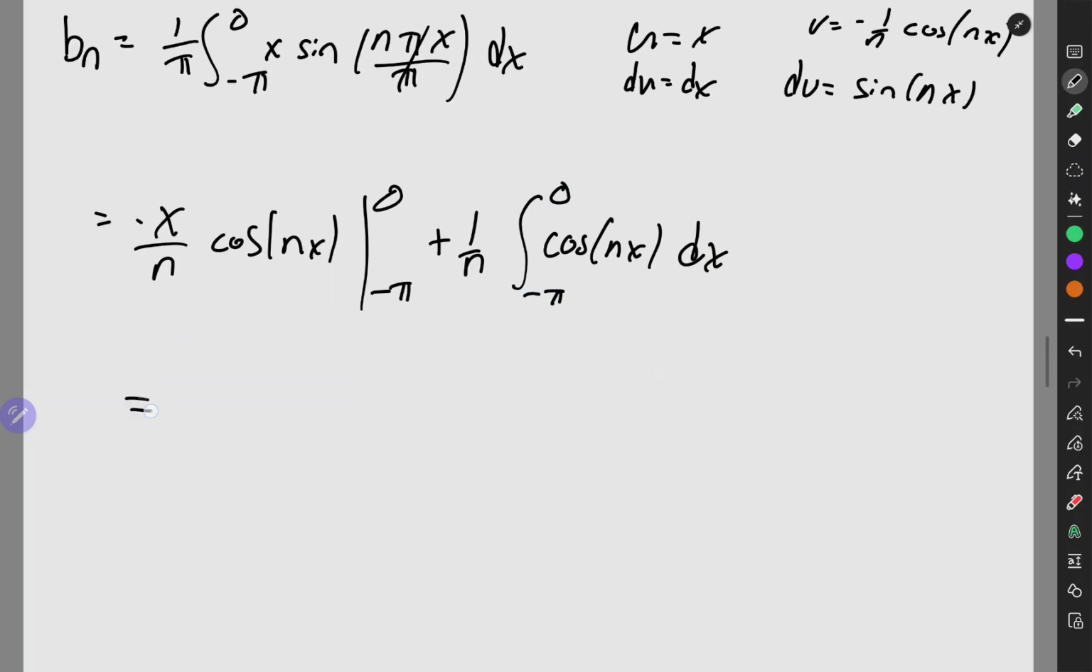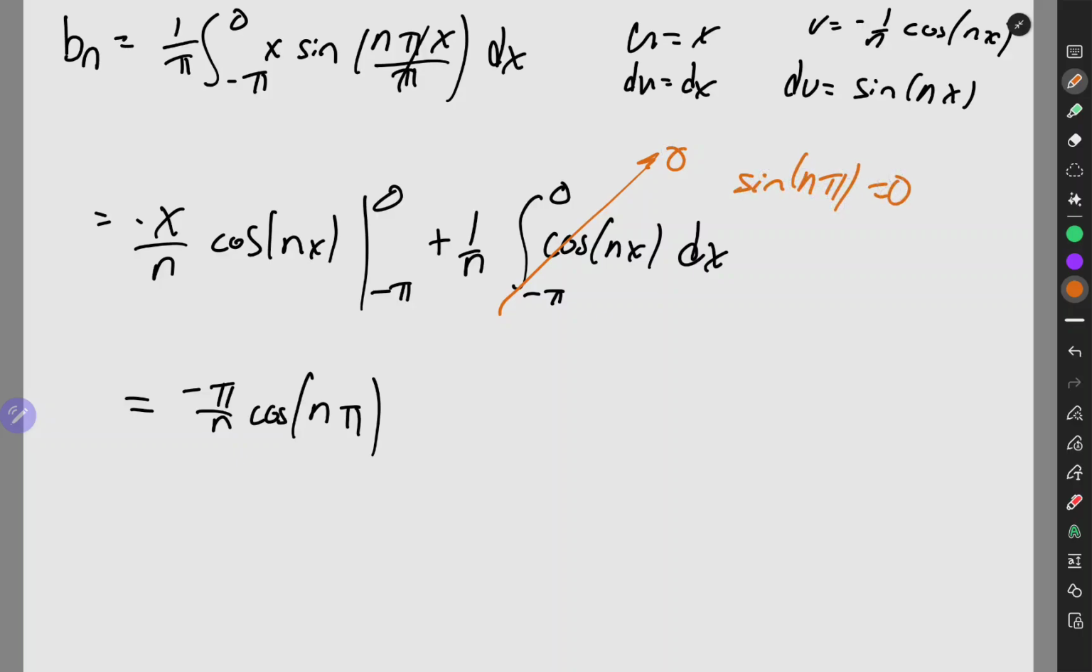This becomes 0 plus, well, it'll still be minus pi over n times cosine. Now this will be negative, but remember, cosine of anything negative is equal to cosine of anything positive. Bam. And then I can tell you right now this is 0, because sine of n pi is 0.